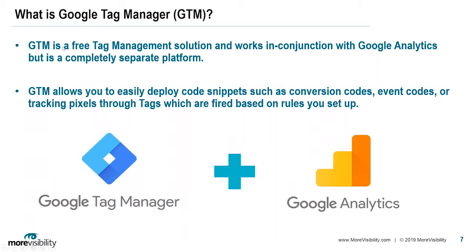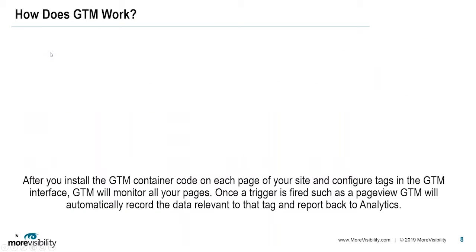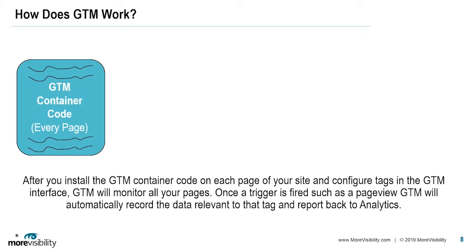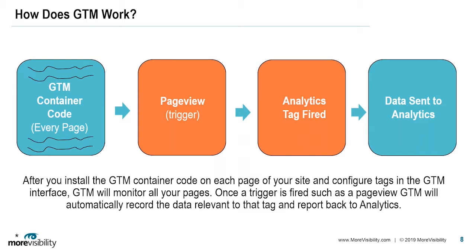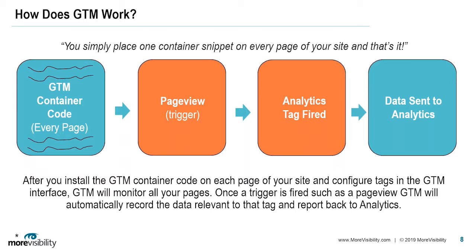So how does this work with Google Tag Manager? After you install the container code on every page of your site, and you configure some tags within the GTM interface, Google Tag Manager will monitor all of your pages. Once a trigger is fired, such as a page view, Google Tag Manager will automatically record that data relevant to the tag that was fired and report that back to analytics. You simply place one container snippet on every page of your site, and that's it.